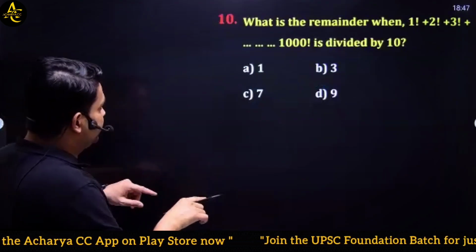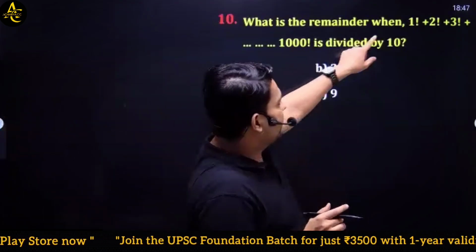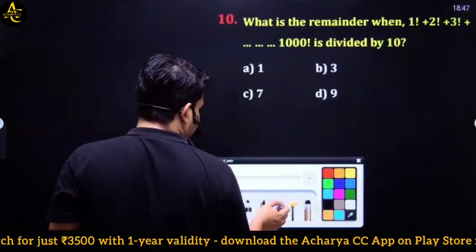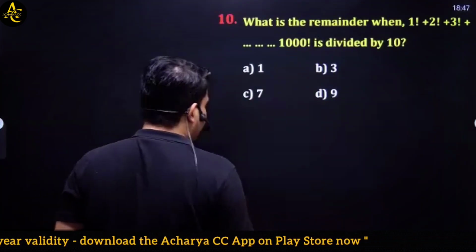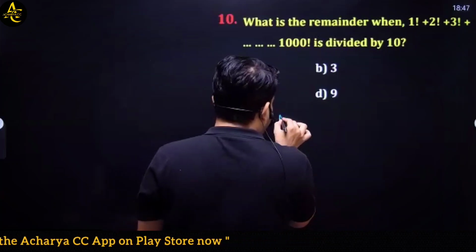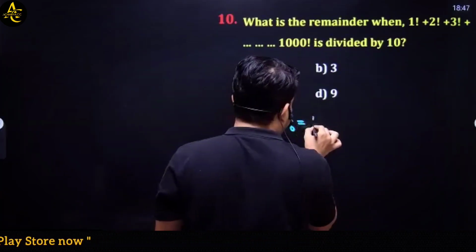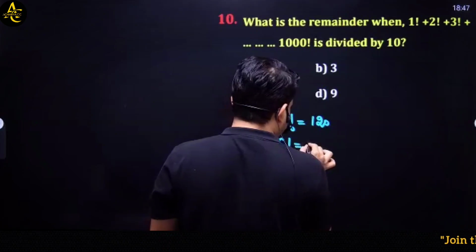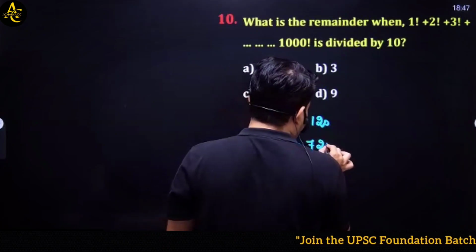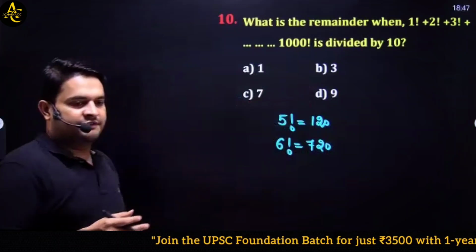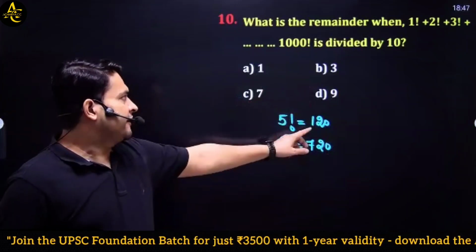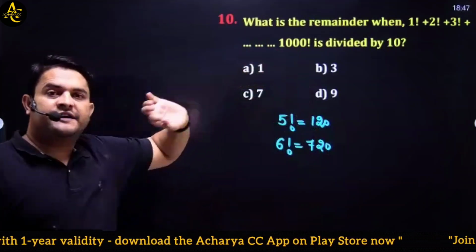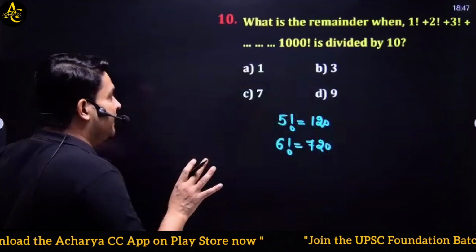And in unit digit, I have told you how to find the unit digits of these numbers. I have told you that 5 factorial is equal to 120 and 6 factorial is equal to 720. From 5 factorial onwards, the unit digit of all the factorials will be 0, and we have to count it till 1000 factorial. So we need not take any kind of tension.